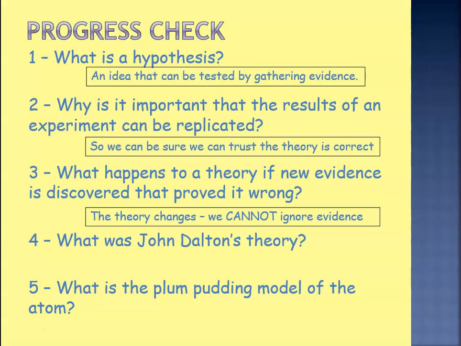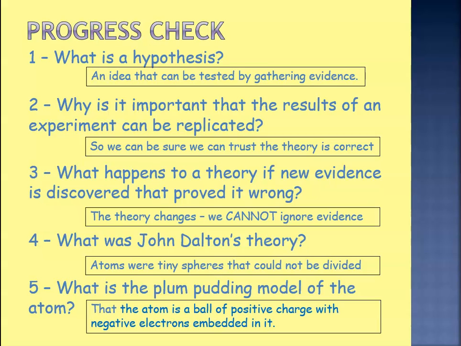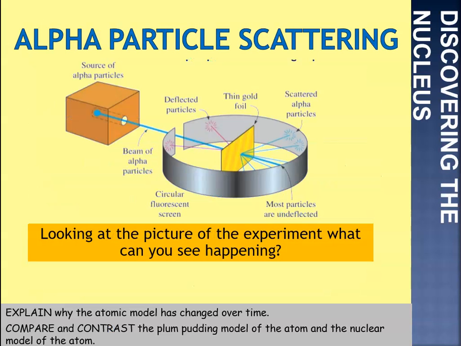What was John Dalton's theory? His theory was atoms were tiny spheres that could not be divided. And the plum pudding model of the atom is that the atom is a ball of positive charge with negative electrons embedded in it.